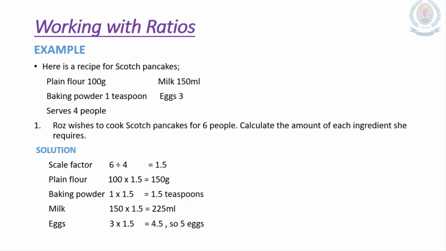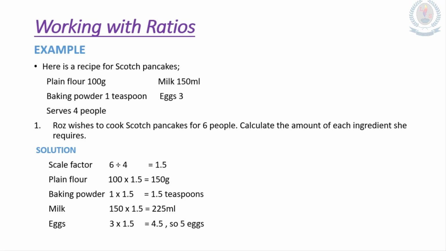First you have to divide 6 divide 4. 6 people divide 4 people. 6 divide 4, the answer is 1.5. Then you can see the ingredients. First, plain flour. For the previous one, for 4 people 100 grams needed. Then 100 we want to multiply by the scale factor 1.5. 150 grams needed for 6 people.